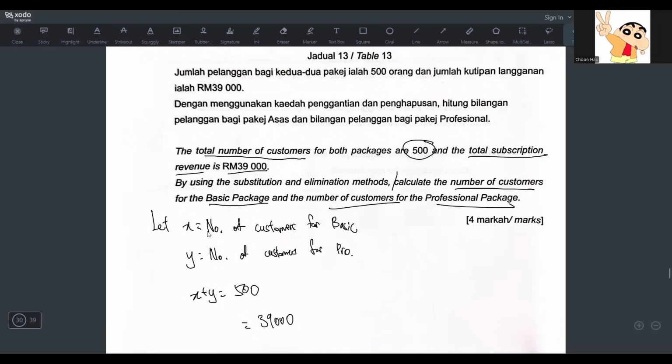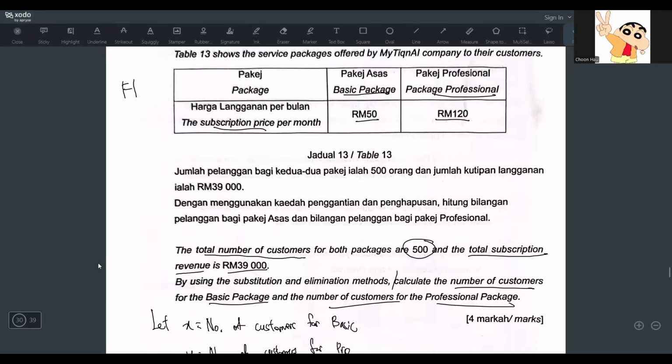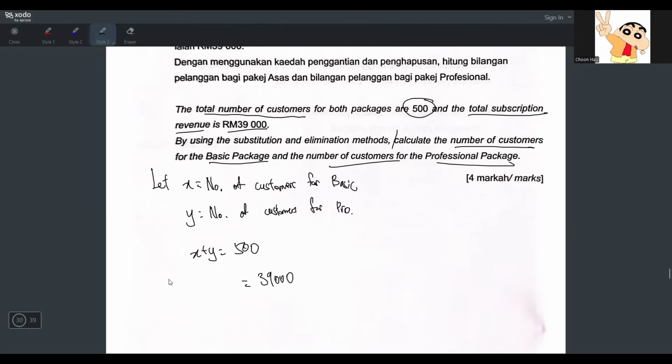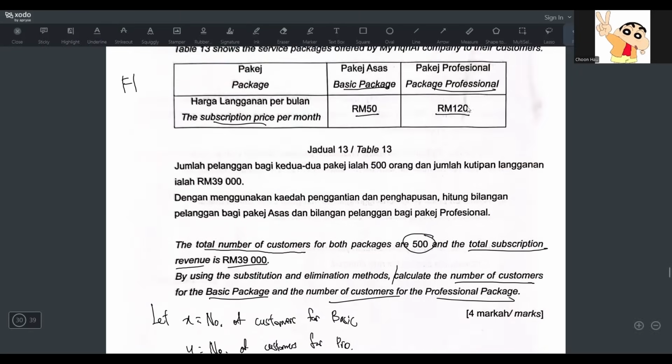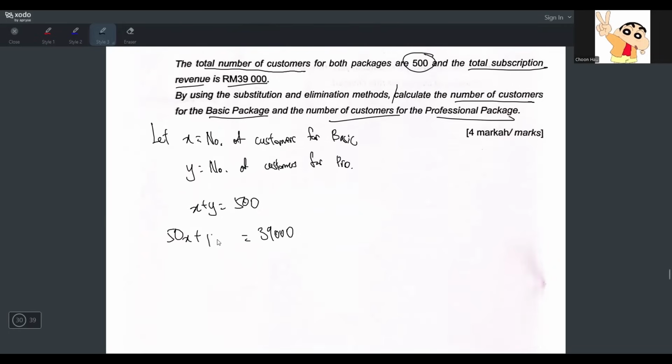How to convert? Okay, X is the number of customers. They already said for the basic package, the subscription price is 50 ringgit for 1 month. Now imagine if you have 3 customers that buy this package, then the total price you get is 3 times 50. If 7 people buy, then 7 times 50. But now there's X customers, so X times 50 will be 50X. So the total price will be RM 50X plus Y times RM 120, which is 120Y.